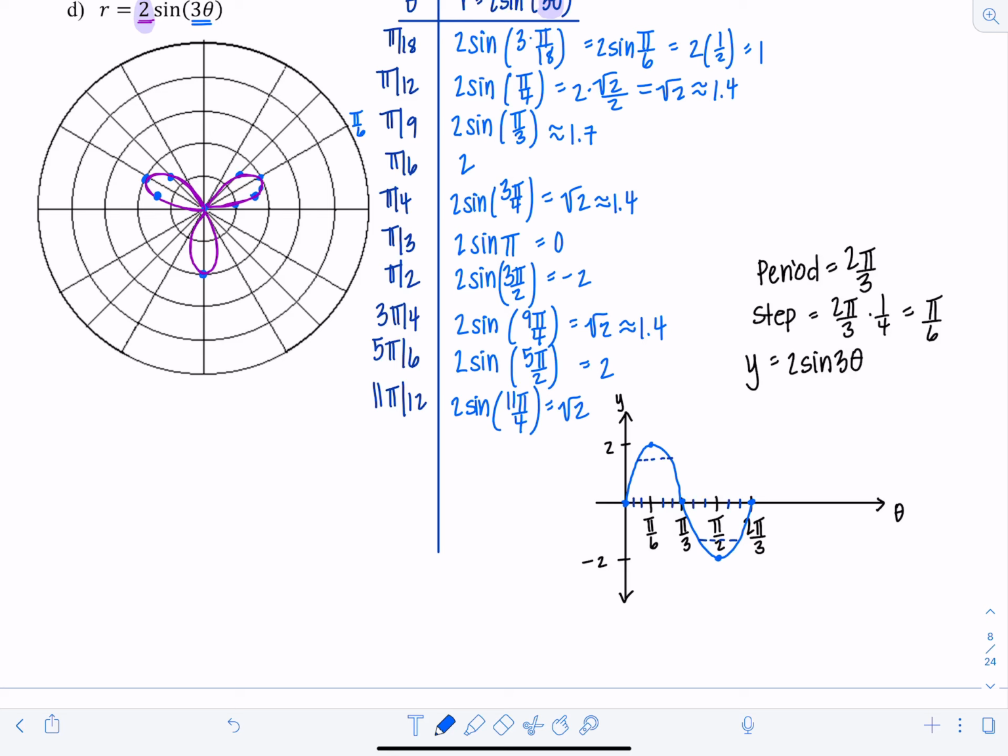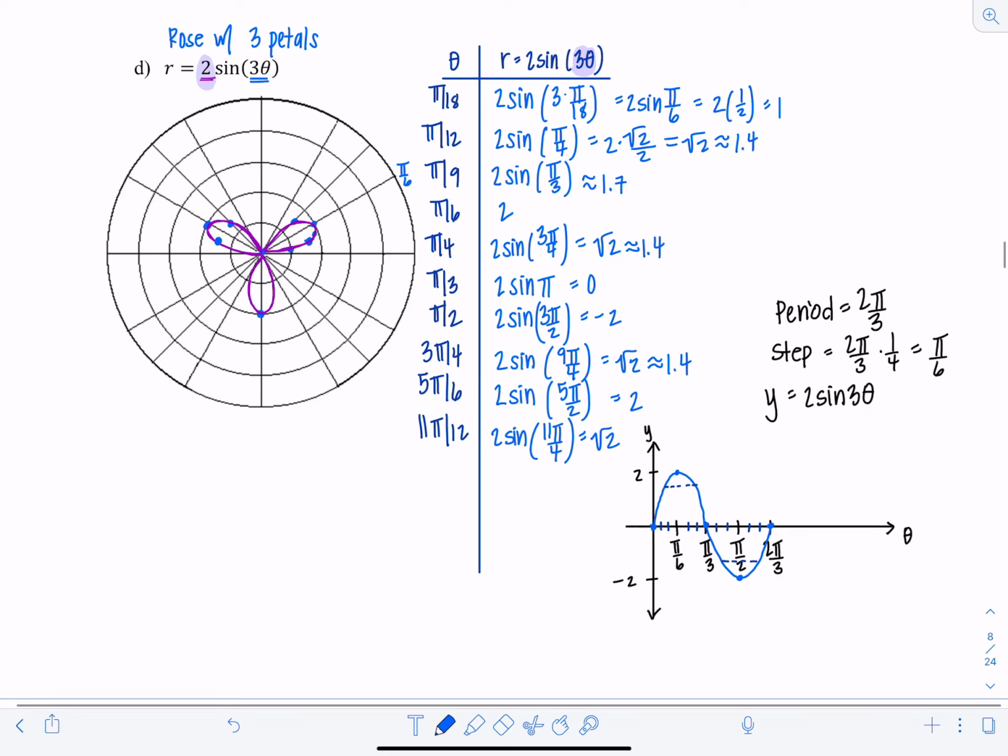Okay, so that concludes the lesson on graphing polar. Make sure you just take your time and feel free to keep adding as many points to the table as you need to get a good graph.